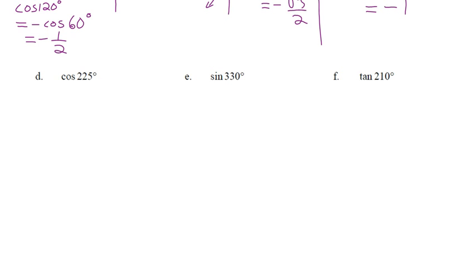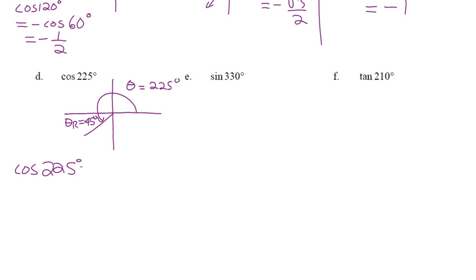The cosine of 225 degrees. Okay, theta is 225 degrees. What's theta r? 45 degrees. So what are we going to say about the cosine of 225? Negative cos 45. It's equal to negative cos 45, which is negative root 2 over 2.